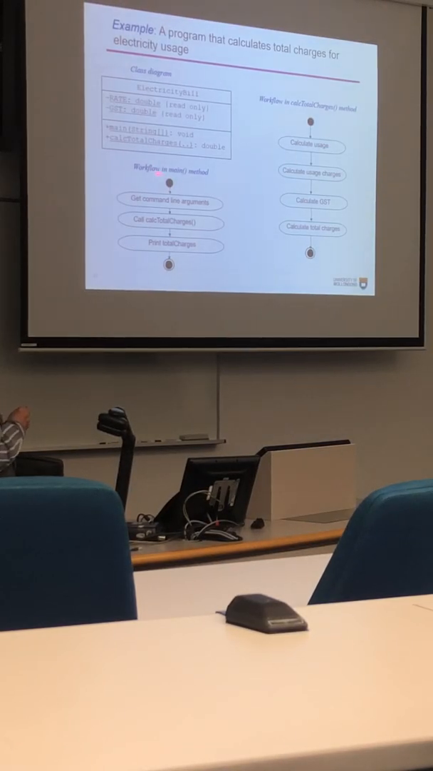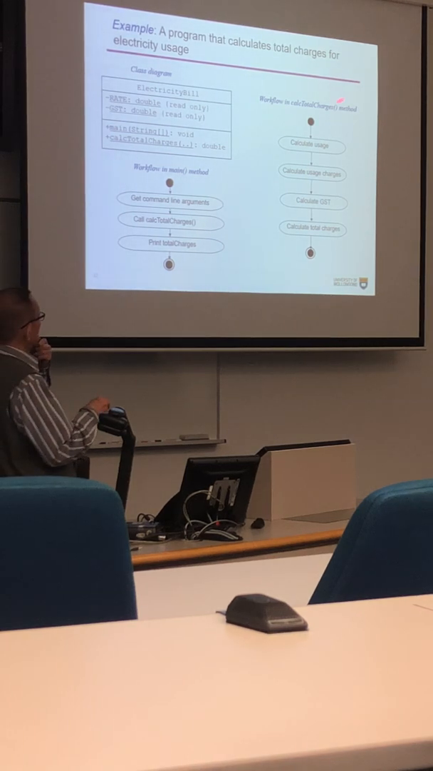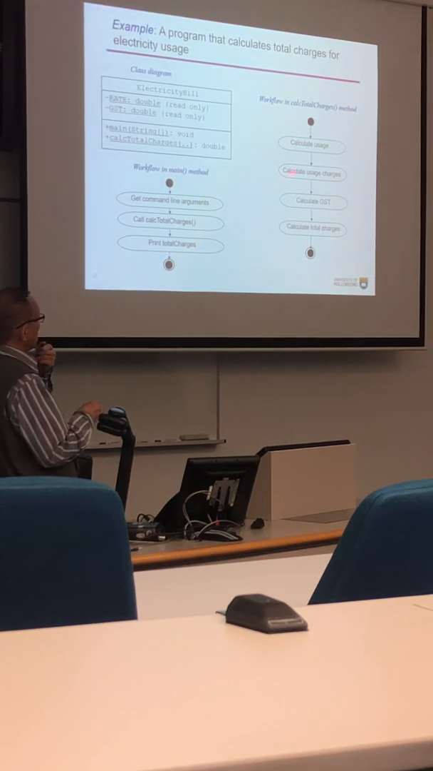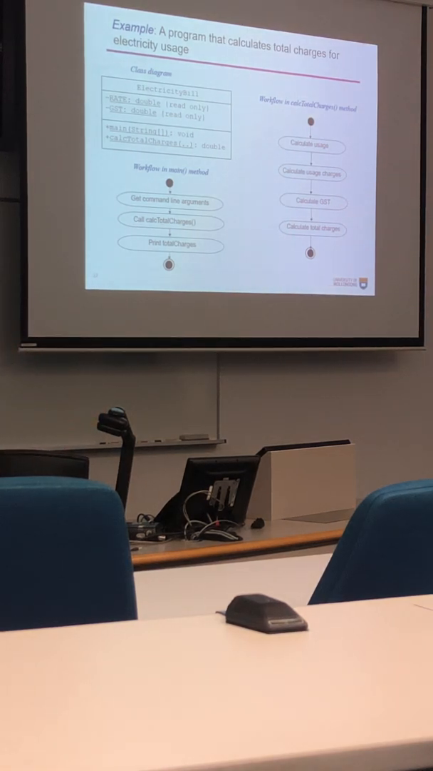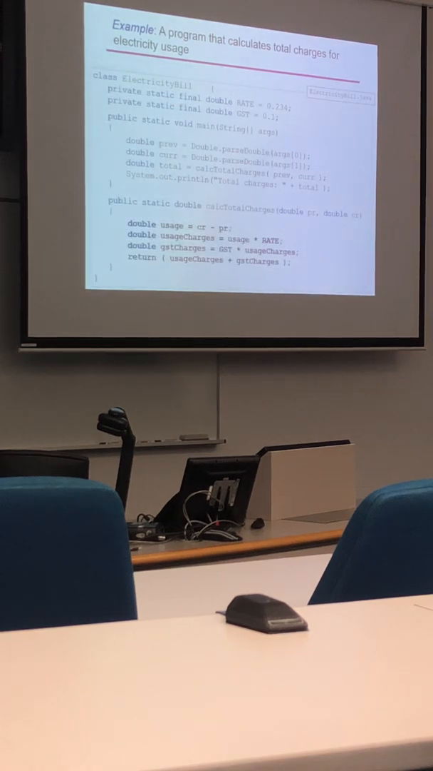So this is the workflow in the main method. You may want to get the command line arguments, then calculate the total charges and also print the total charges. To calculate the total charges, you may have another workflow. You want to calculate the usage, the usage charges, the GST, and the total charges. So this is the program to calculate the total charges for electricity usage.